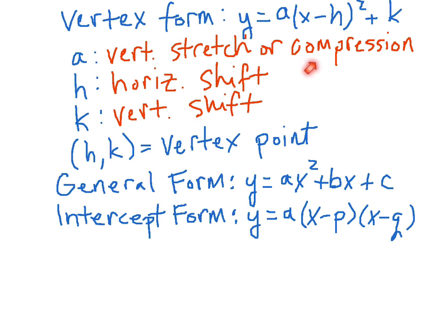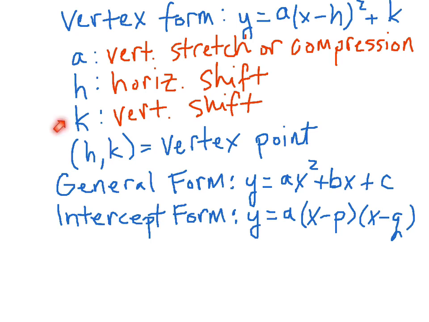1 and 0. We also learned that (h, k) is the vertex point in our vertex form, and h turns out to be the axis of symmetry. Also, the horizontal shift, h, is opposite of what we think. In our equation, it's minus h, so when it's x minus 2, we shift to the right 2. If it's x plus 2, we shift to the left 2, because h is negative.